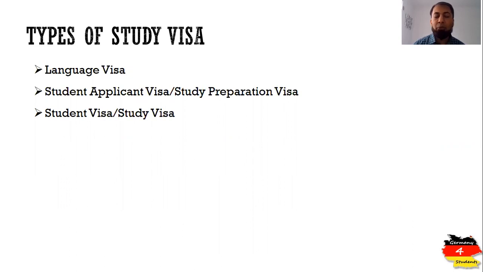Now, it's important to understand that each type of visa has a specific purpose and can be used only for that specific purpose. And each type of visa has certain requirements and conditions. And now let's look at the requirements and conditions of each type of visa. First, start with the language visa.